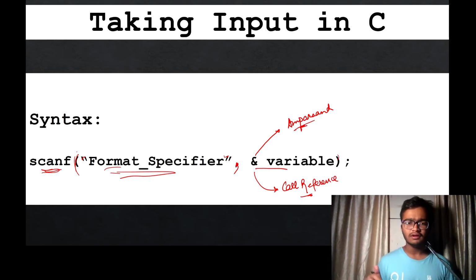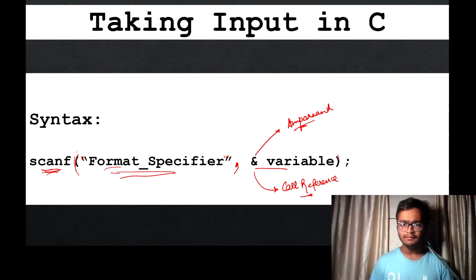We take input in the following way. We use scanf. After the bracket there are quotes opening, and in the quotes we mention the format specifier of the type of variable we are taking as input. Then we write a comma after the quotes close, then the ampersand and variable name, and after that the bracket closes and then the semicolon.